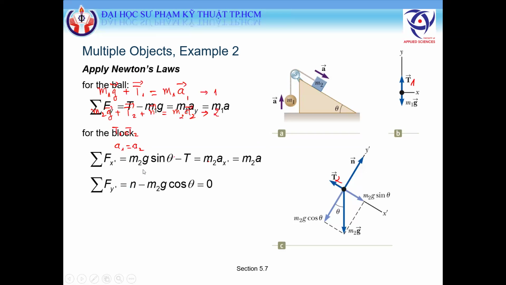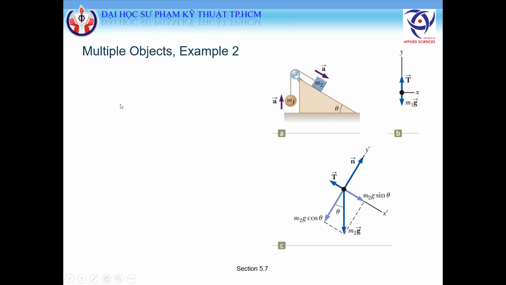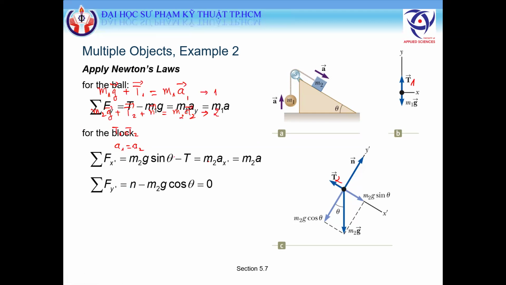Okay, and here is the equation. You can follow the black equation, not the red one. This one, and this one. Then so for A, I give you some minutes to solve for A and T. Okay?